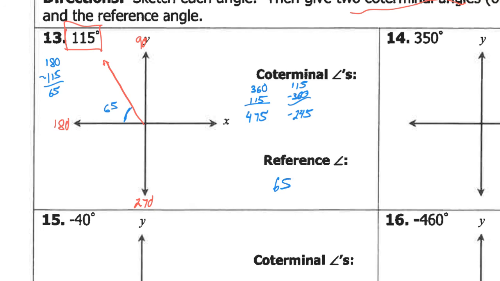The reference angle I already found, 65. So that's our idea there. Just sketch the angle and then add or subtract 360 to get the coterminals. The reference angle is the difference between our angle and the x-axis.